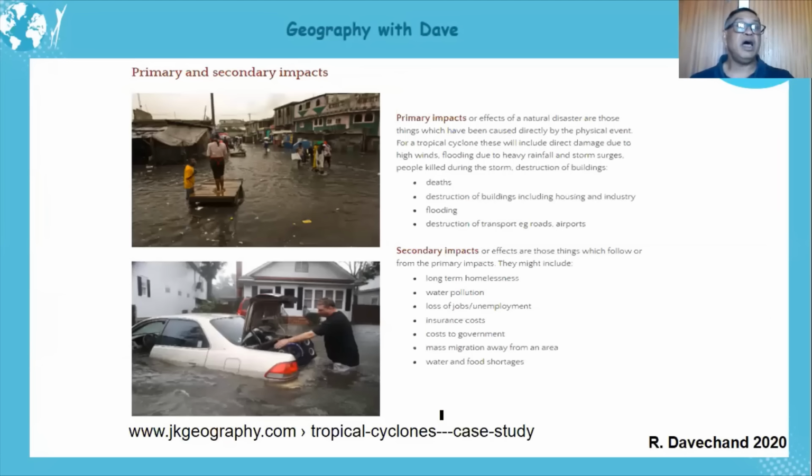And tropical cyclones will include direct damage due to high winds, flooding, heavy rainfall, storm surges. People are killed. That's direct, heavy storm during the storm. Destruction of buildings. So death, destruction of buildings, flooding, destruction of transport routes, destruction of the natural environment, erosion of the coastlines. You understand?